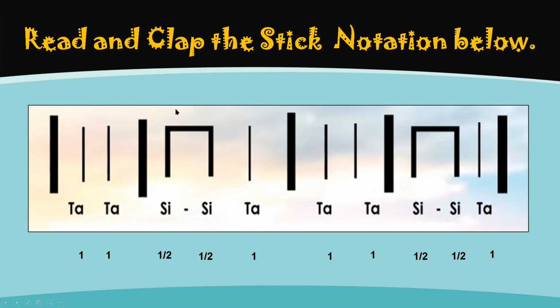Now, let's try to clap and read from the top. Ta, ta, si, si, ta, ta, ta, si, si, ta. That's how you're going to read and clap the stick notation.